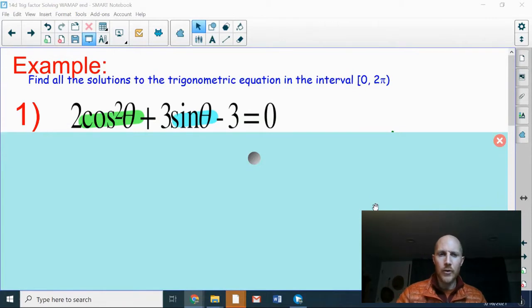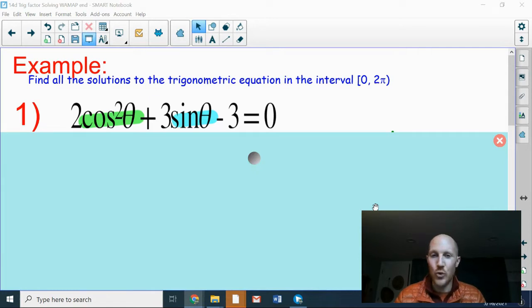So first example, find all the solutions to the trigonometric equation in this interval from 0 to 2 pi. Our equation, 2 cosine squared of theta plus 3 sine of theta minus 3 equals 0. I've highlighted the two different trig functions. We can see those are different trig functions. You've got cosine squared in green, you've got sine of theta in blue.